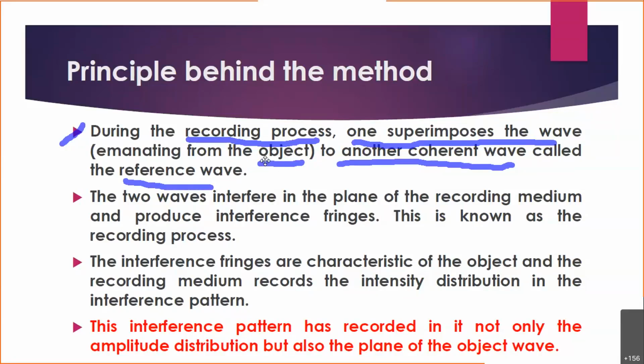Now if these two waves, the object wave and the reference wave, superimpose with each other and create an interference pattern, then one can record the image. That is why the recording process takes place.